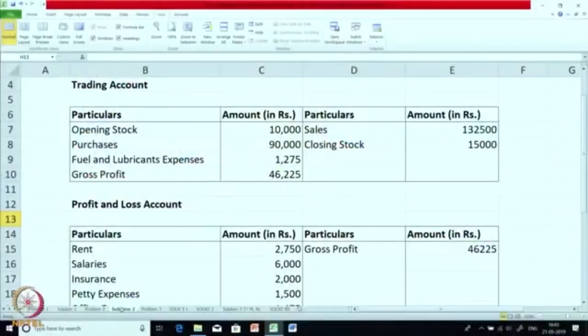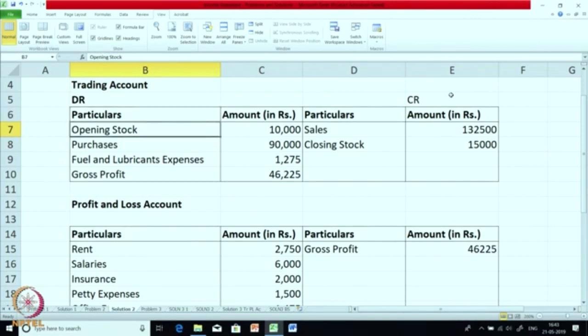So here we are. Now this is a solution of the trading account. You can see the sales and closing stock are shown on the credit side. This side is known as the credit side, where we show incomes. This side is known as the debit side. I am not going into jargon of why debit, why credit, but normally this is called credit. I will just mark it. CR normally stands for credit and DR stands for debit.